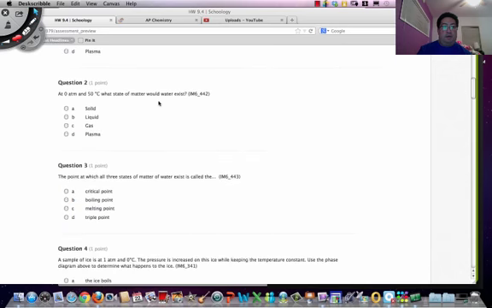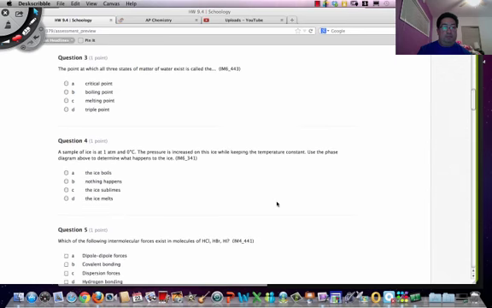Okay, and then for number 3, they ask you about one of the key terms. I figure you know what that one is, and it's pretty much going to be labeled on any phase diagram.